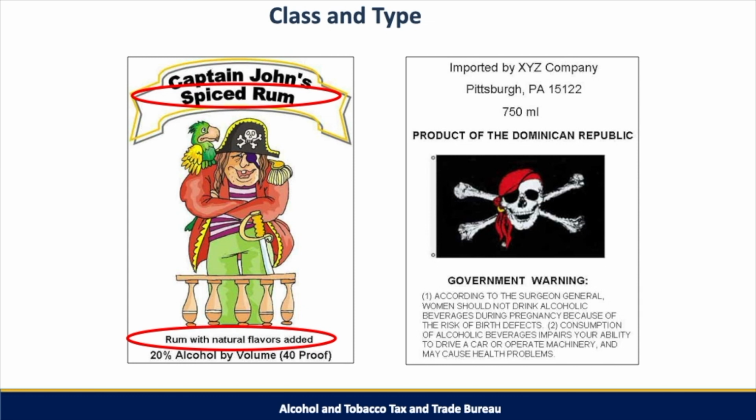The class and type designation must appear separate and apart from additional information, and in certain circumstances must appear in direct conjunction with other mandatory information, such as a fanciful name for a distilled spirit specialty. The fanciful name for this label would be Spiced Rum. In addition, this product would require a formula approval since natural flavors are added to the base rum spirit.